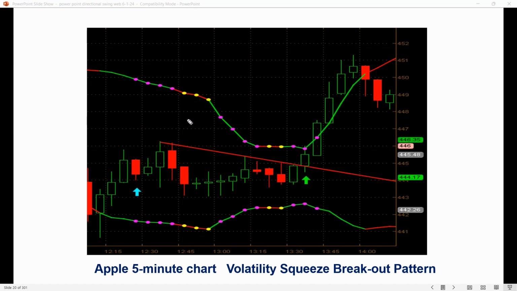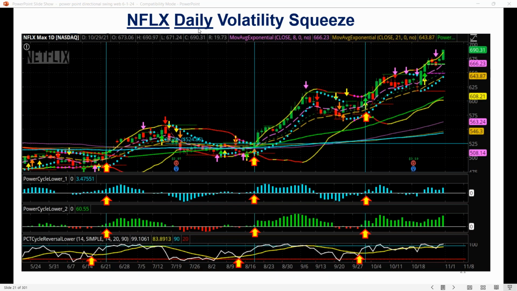So this is the one pattern that I look for in all the other four patterns. Here's a really good example. This is Netflix, on a daily chart, and you can see the green dots right here, and the purple, magenta, and green dots above. Look how it's coiling sideways right here, really tight. Now these are the momentum indicators I use in my design.